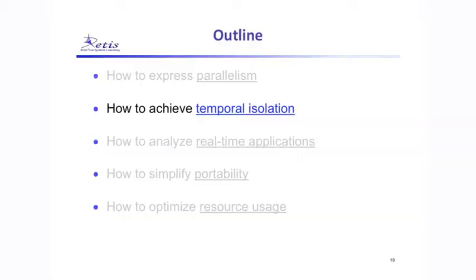Okay, so now once we specify parallelism and the parameters of our applications, the next question is how to achieve temporal isolation. Let me explain this concept because maybe not all of you are familiar with it. Temporal isolation is a property of a multi-application system, like the model we considered at the beginning, in which the performance of a single application does not depend on the execution of the others.